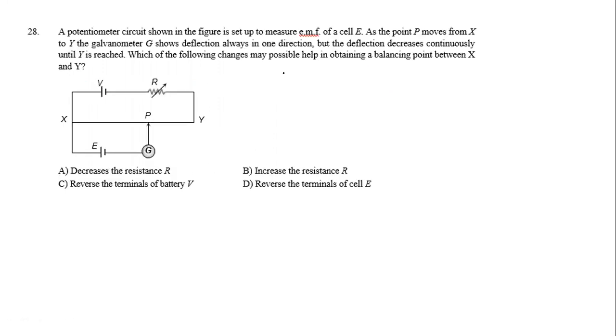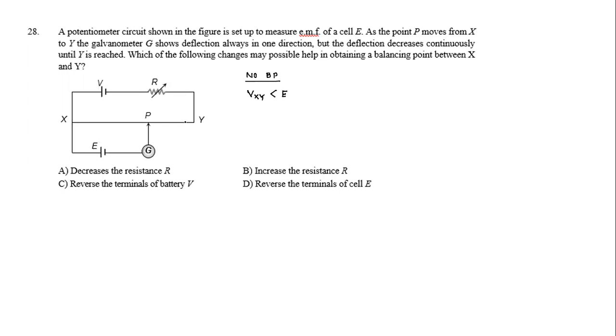In this case, this is a potentiometer circuit. The only problem is that the deflection decreases continuously until Y is reached, so we don't get a balance point. What is the reason for no balance point? From the wording of the question, it's pretty clear. Even if we reach this point, the potential difference Vxy across these two points is not equal to the EMF of the battery. It is less than that EMF. That's why I'm not getting the balance point.